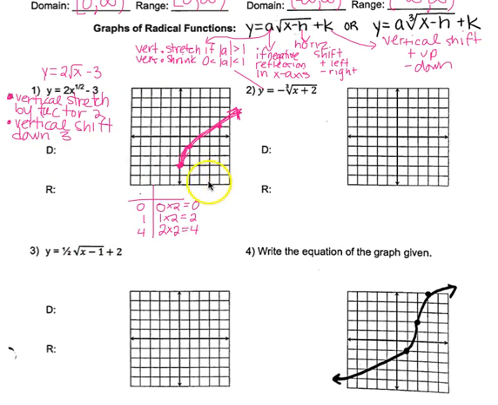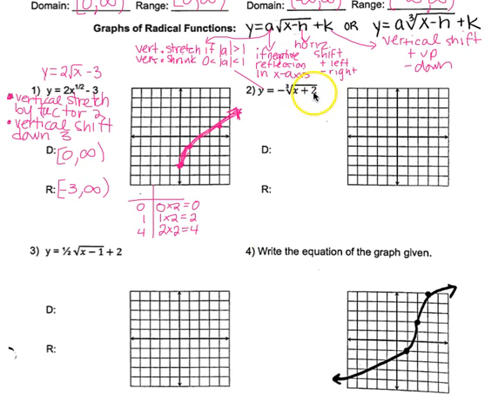My domain, my x's, first x value as I trace along the x-axis is still at 0. And it's going on forever in the positive direction, so 0 to infinity. My y's, however, have changed as I go down to up, the first y value is now at -3 and goes up to infinity.